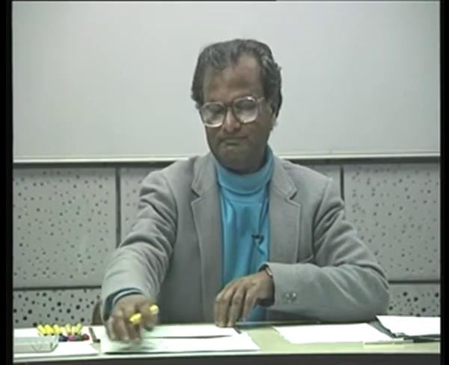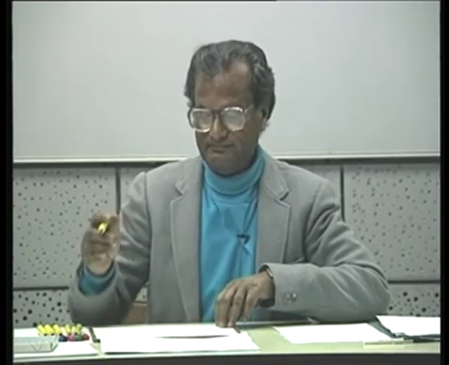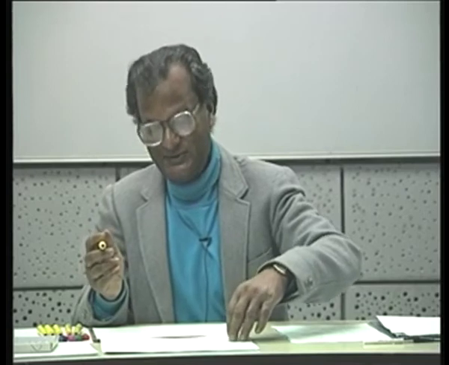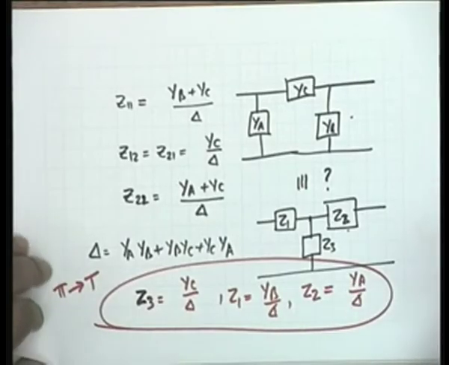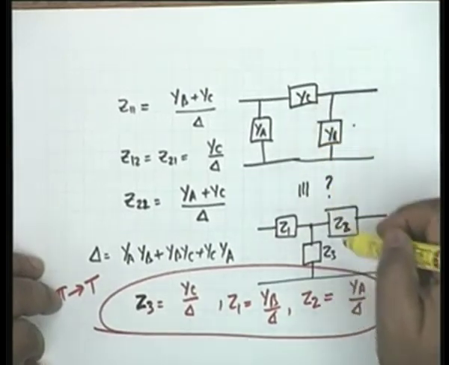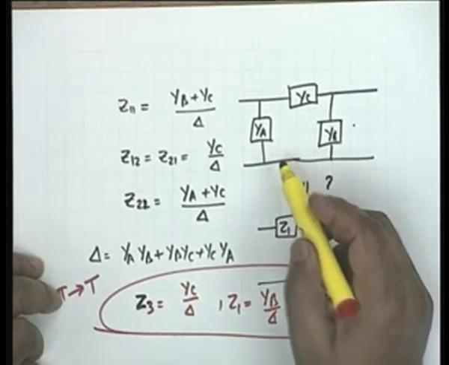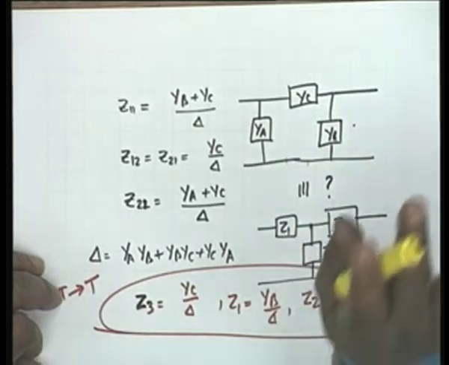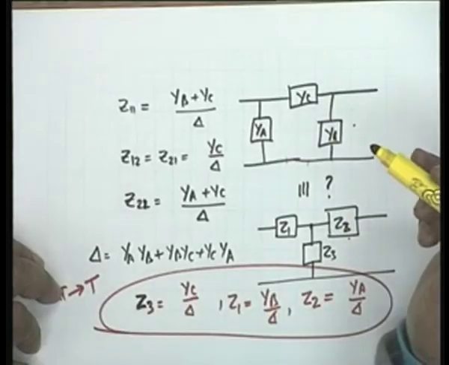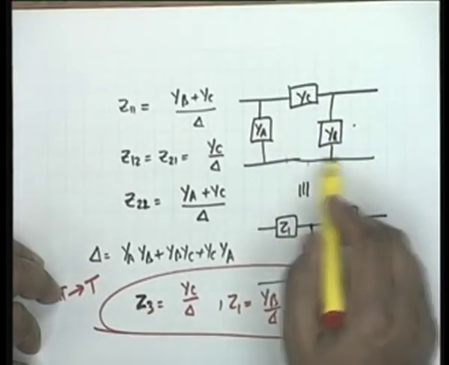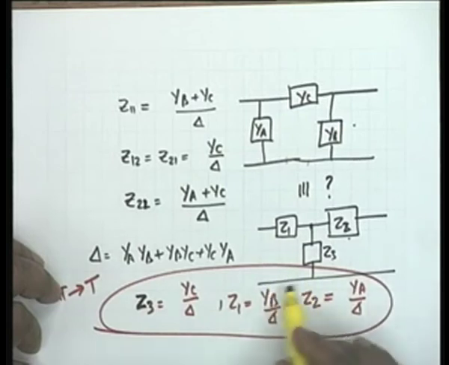You said about some condition when it is true. The condition when it is true is that both of them must be three terminal, not otherwise. Suppose we had another element here, then no way, they are not equivalent. Okay, it's only when it is exactly a pi, and it's a pi if this is a short, this is a T if this is a short, they must be equivalent.